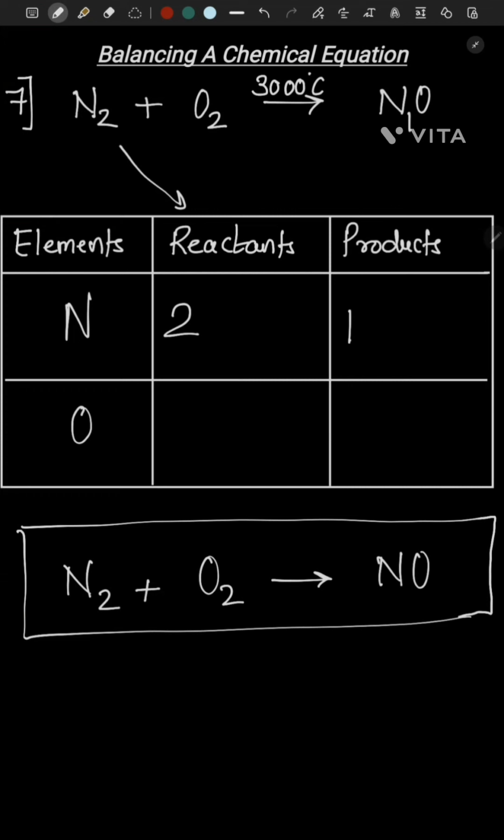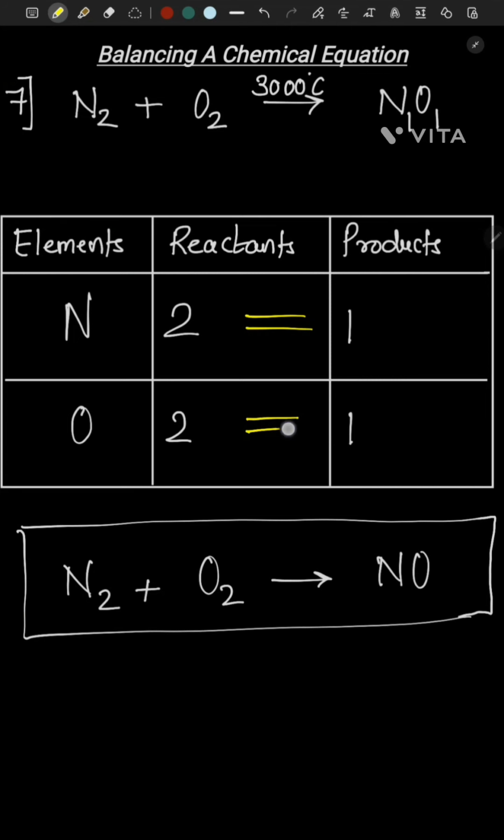When we compare these two, we found that both nitrogen as well as oxygen are not balanced, as we have 2, 1 and 2, 1. So we can balance any one of them. Let's start with oxygen. To make 1 as 2 is quite easy, just multiply it by 2.